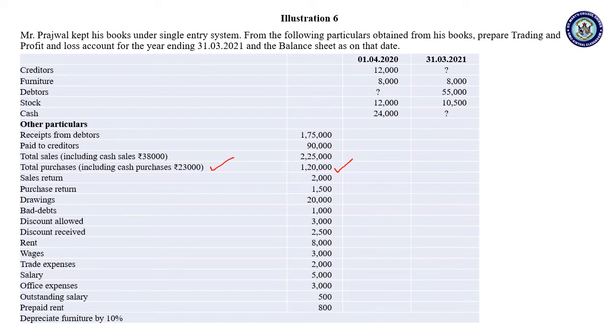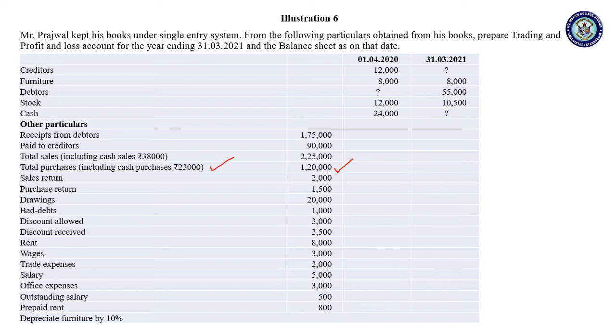Drawings. Here they have not mentioned what you withdrew, whether the goods, the asset, or the cash. They just give drawings. In such cases, you assume it as cash withdrawn. So drawings means cash goes out because he is taking the cash from the company. So the journal entry will be drawings account debit to cash account, because he is withdrawing the cash.